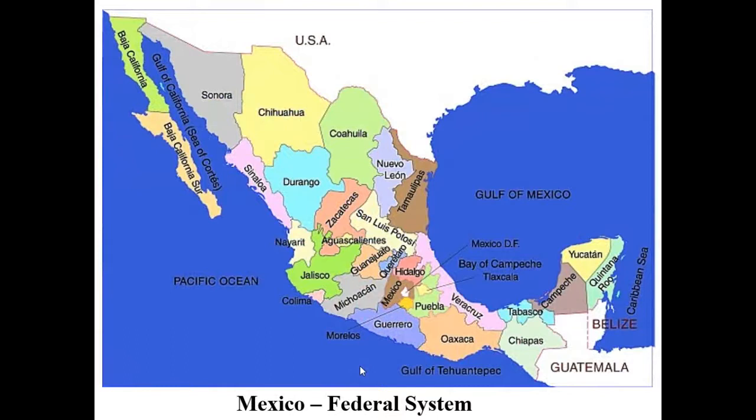Here's a good one to our south, Mexico. There are the states of Mexico. Have any of you ever held a Mexican peso, looked at a Mexican peso? It says on there, Los Estados Unidos de Mexico. The United States of Mexico. So Texas, Arizona, New Mexico, Sonora, Chihuahua, Coahuila. Okay? Lots of different federal systems around the world. Those are just a few examples.